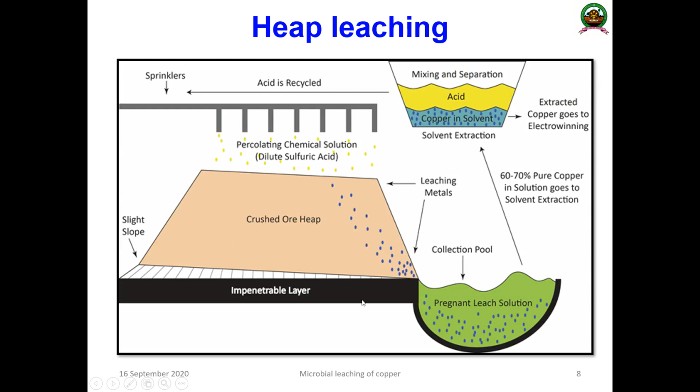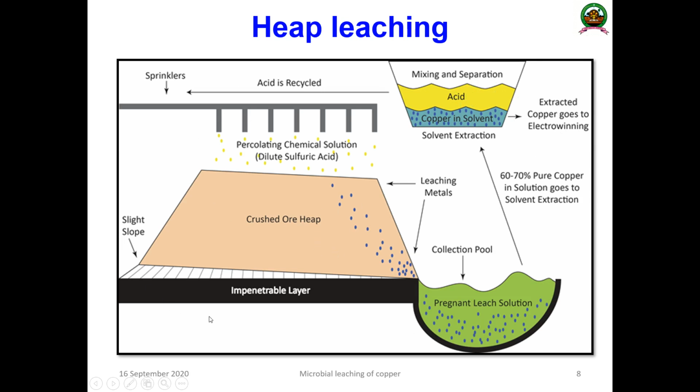Here we are adding the microorganism. Here comes the microbiology of the leaching. And later, once we have the pregnant leachate, the next step is solvent extraction, where the solution consisting of 60 to 70% pure copper goes to solvent extraction. Then there is mixing between immiscible liquids, and finally the extracted copper is subjected to electrowinning. So this is the overall process.